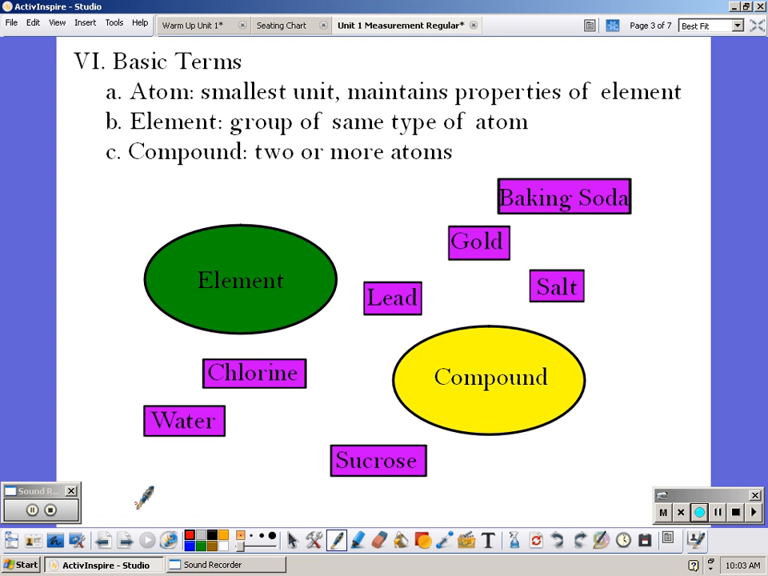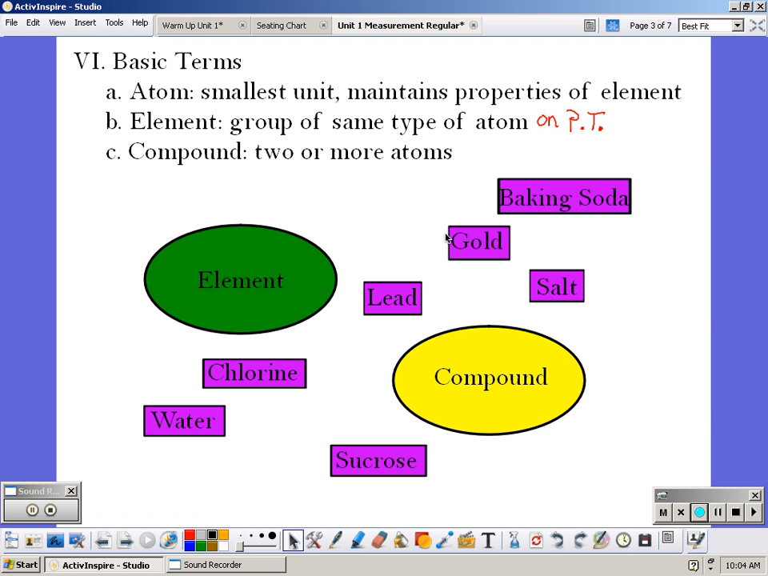Some basic vocabulary for chemistry is atom, element, and compound. An atom is the smallest unit of an element that maintains the properties. We can break the atom down, but then it will no longer contain those properties. An element is when you have all one type of atom, and a compound is when you have different atoms. You know you have an element because it's on the periodic table. If it's not on the periodic table, then it is not an element.